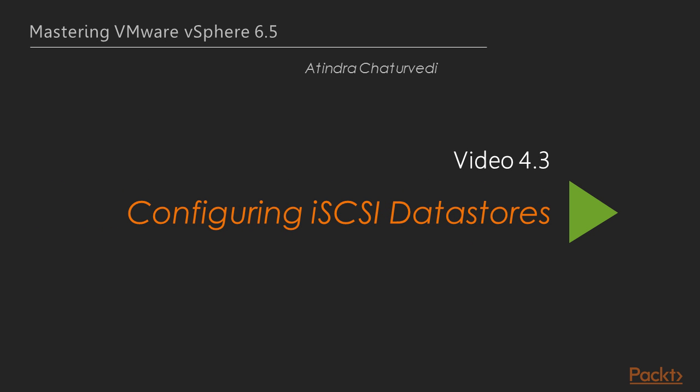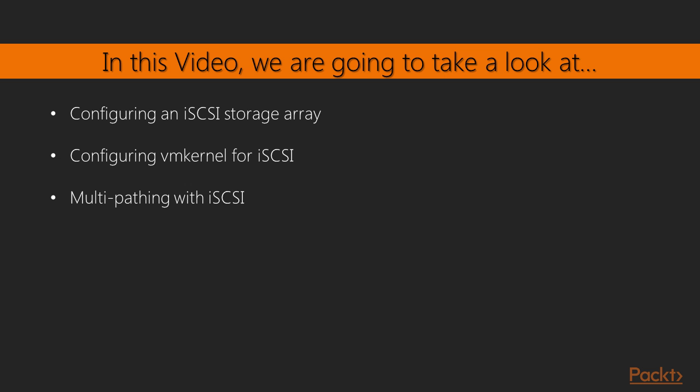In the previous video, we looked at configuring Datastores based on NFS version 4.1. In this video, we are going to take a look at configuring an iSCSI storage array. We have an easy to use storage array in place, and I will show you how we create LUNs and iSCSI targets and what it looks like on the other side, on the ESXi side.